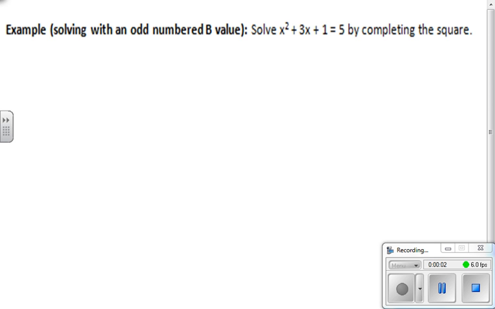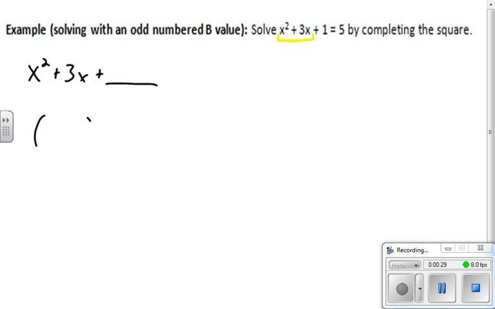Moving on with our 6.4 lesson on completing the square. Sometimes our perfect square binomial will not come out with nice clean answers, like in this case, when we have x squared plus 3x plus 1 equals 5. Again, remember, we look just at this first part when we complete the square. So we're looking at x squared plus 3x plus something to make our completed square.